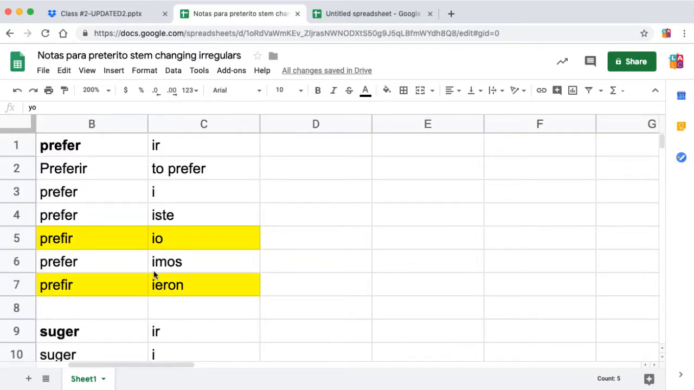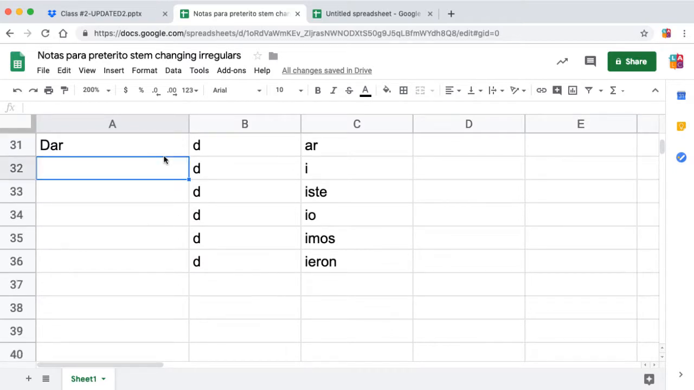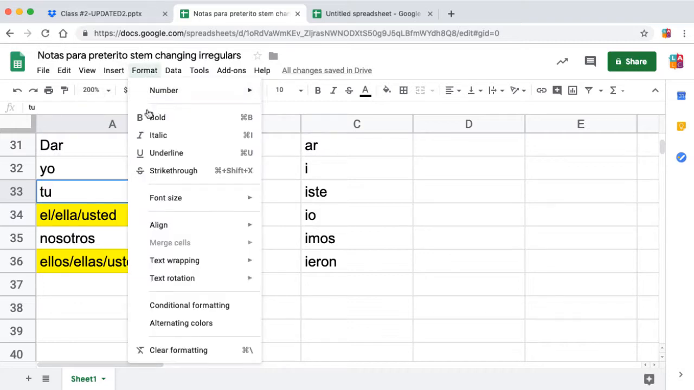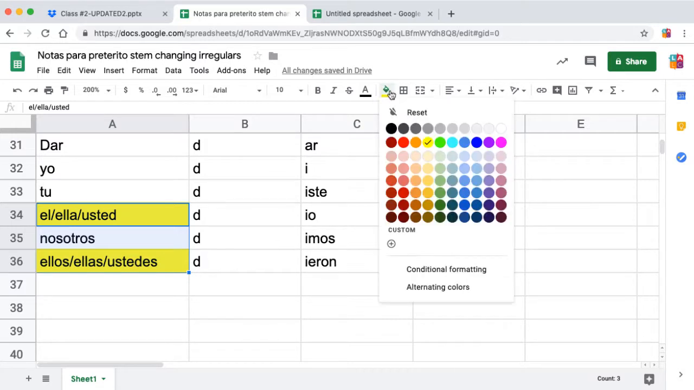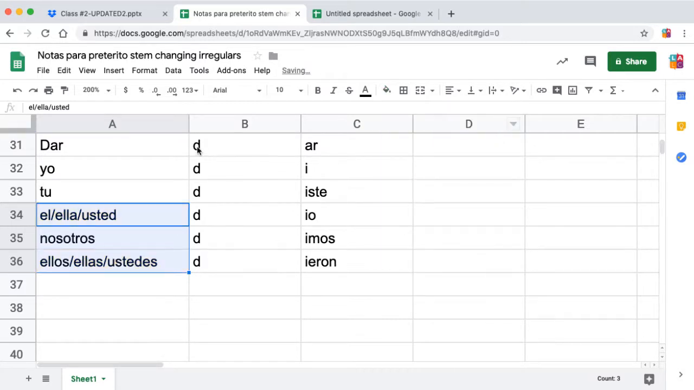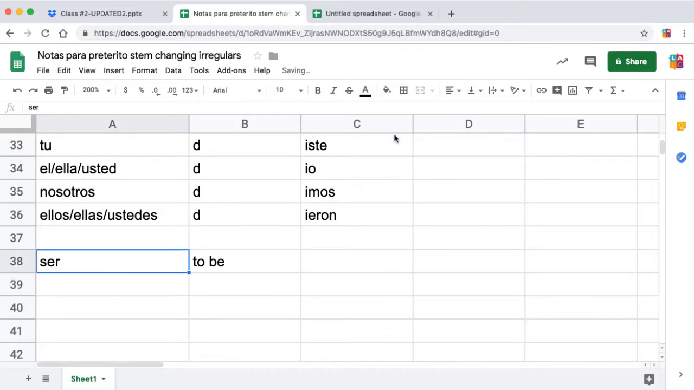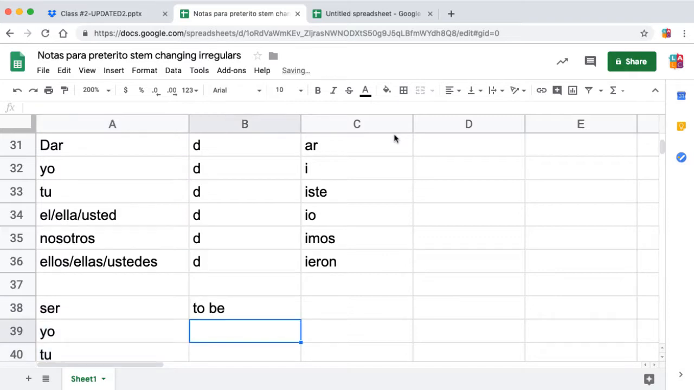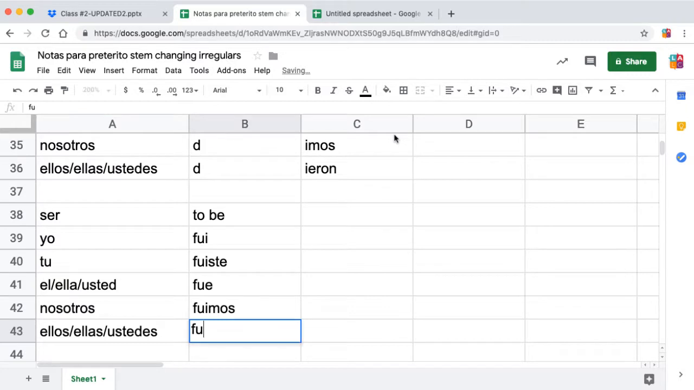And it doesn't matter if we are in the third person or not, it's just all like that. I would consider it completely regular if you take into account that the whole ending changed. Like this one, ser, which means to be. The conjugation of ser is yo fui, completely regular. You see, fuiste, fue, fuimos, fueron, okay?